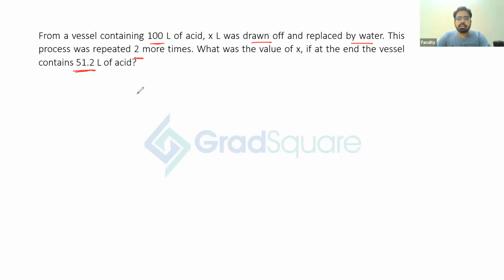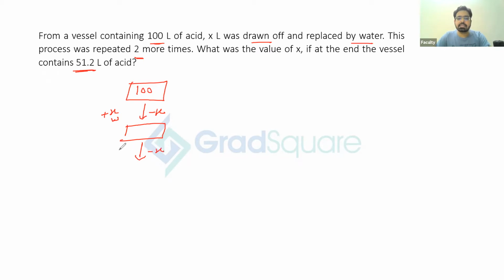So you've got 100 liters of pure acid available with you. From this, you are removing X liters and again adding X liters of water. Now over here, again the quantity will still be 100 liters, but remember it is not going to be 100 liters of acid, it will be 100 liters of solution.